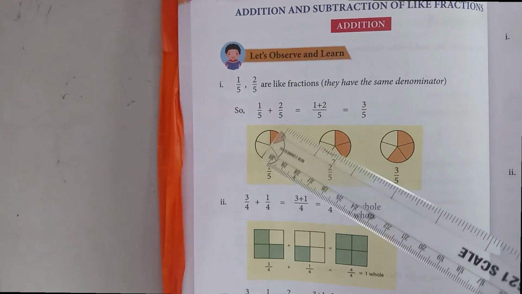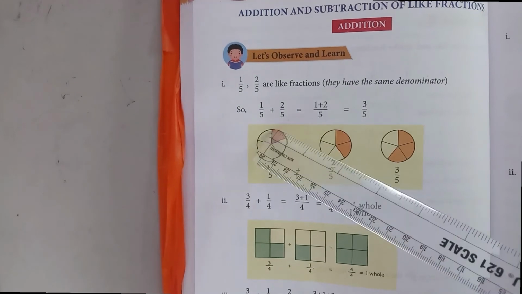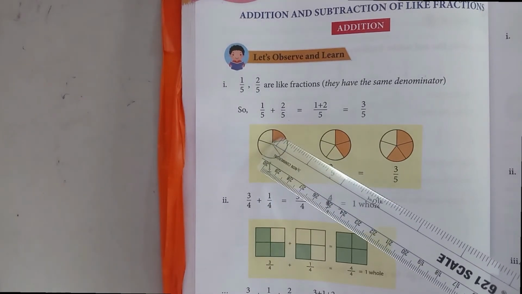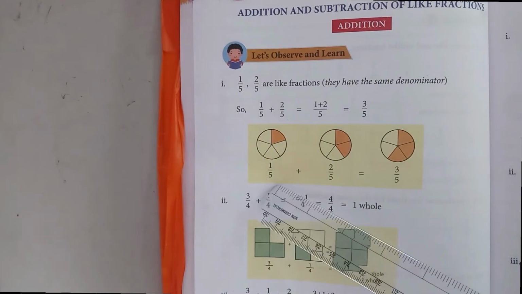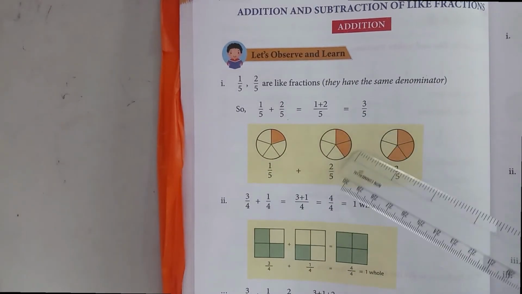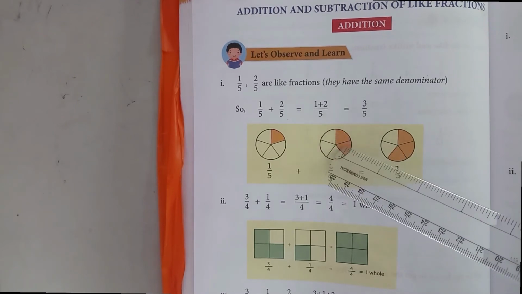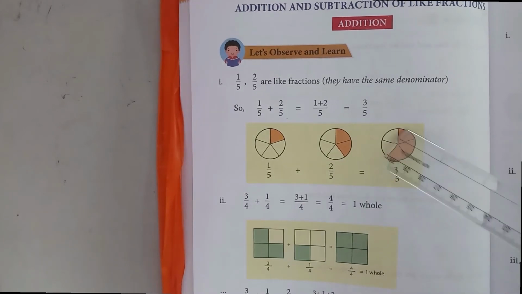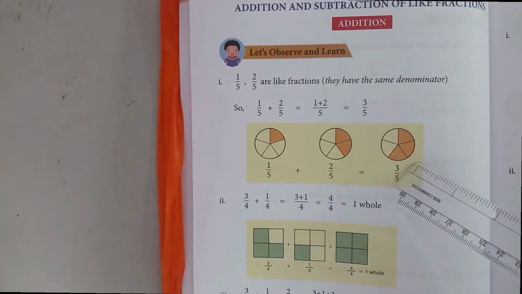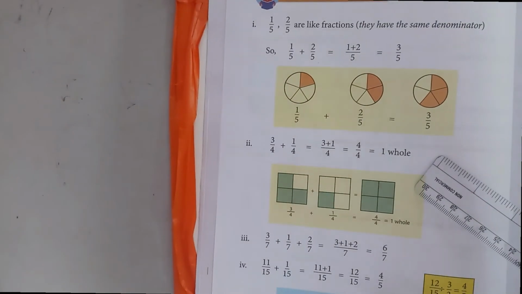Check here, how many parts are there in a whole? Total 5 parts. Out of these 5 parts, how many have been colored in brown? Only one part has been colored in brown. So we have written the fraction as 1 by 5. Likewise, the second part, you see, how many have been colored out of 5 here? 2 parts. So 1 by 5 plus 2 by 5 is equal to 3 by 5.